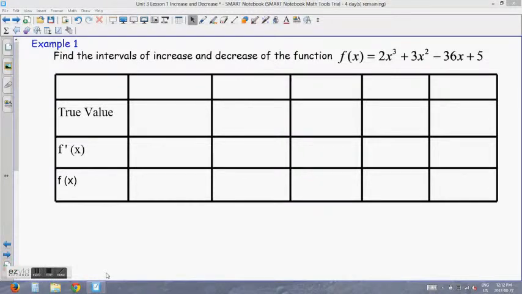So let's take a look at our first example. Find the intervals of increase and decrease of the function f of x is equal to 2x cubed plus 3x squared minus 36x plus 5. So this is how a question would be asked. As you've noticed, I've already put this table here. It's easiest to find the intervals when using a table. It keeps all of our work very organized, and we can almost see from the table what our function is going to look like.